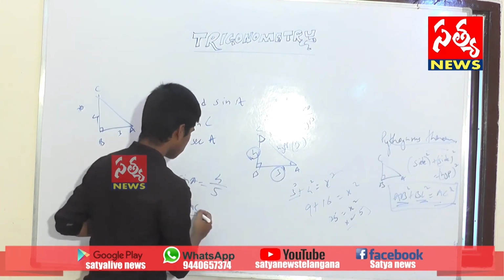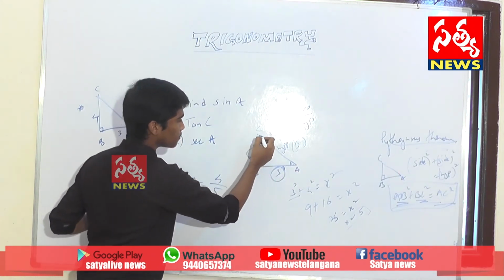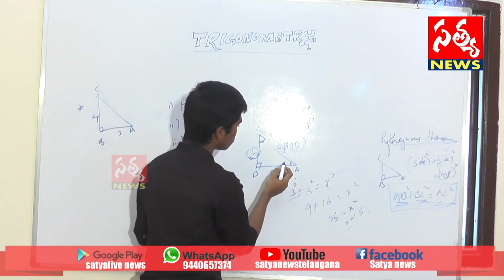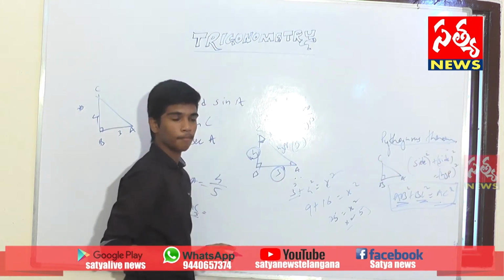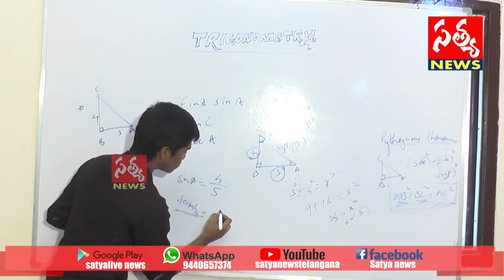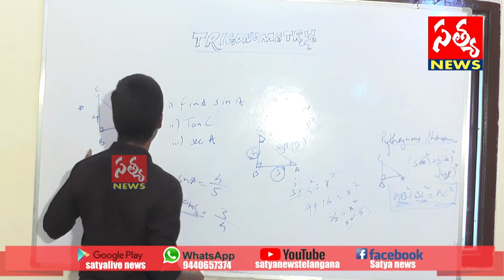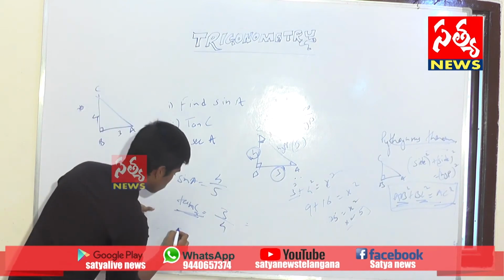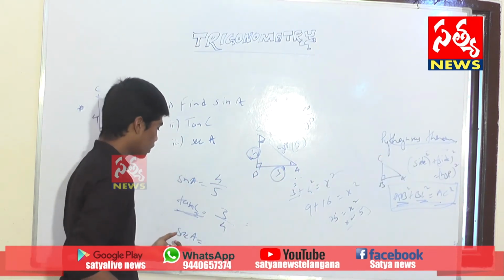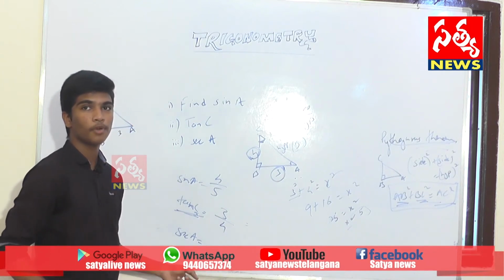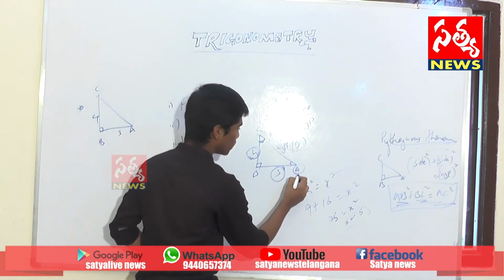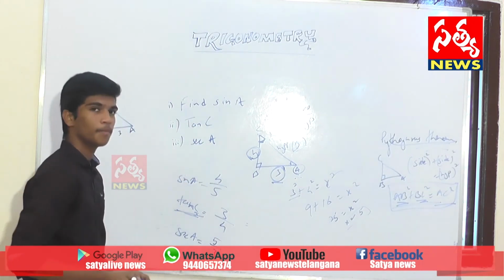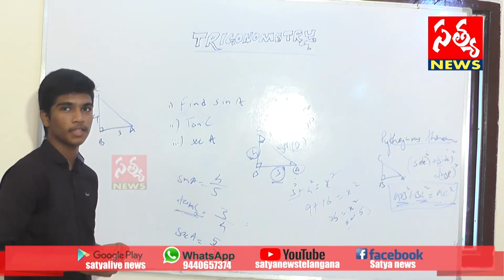So you should be careful. Tan C equals, with respect to C, BA is opposite and BC is adjacent. For both, AC is the hypotenuse which is the same. So our answer tan C is 3 by 4, as tan theta is opposite by adjacent. And the last one is secant A. What is secant theta? It is 1 by cos theta, which is hypotenuse by adjacent. Secant A: hypotenuse is 5, adjacent is 3. 5 by 3. This is a basic problem which may be asked in the exam for 10th class.